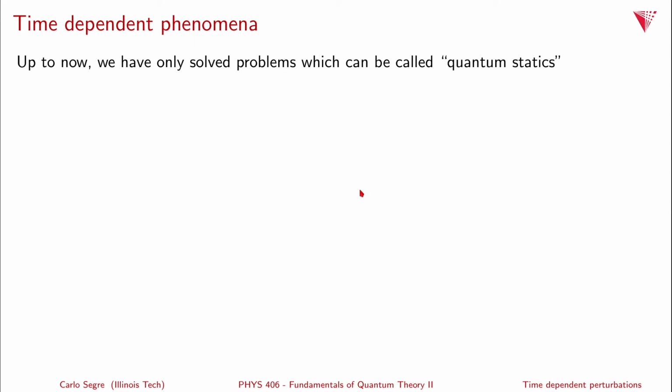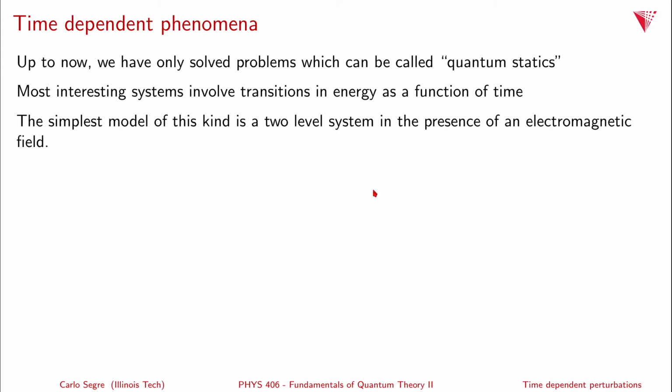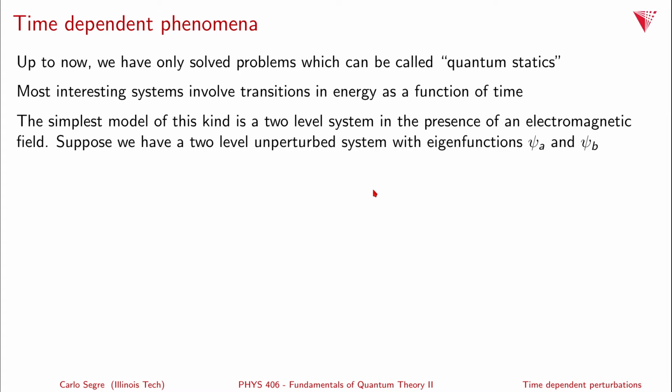Up to now, we've only solved problems which are typically quantum statics problems. But more interesting problems always involve transitions in energy as a function of time. One example of these would be a two-level system in the presence of an electromagnetic field where you can transfer from one state to the other by either absorption or emission of a photon.